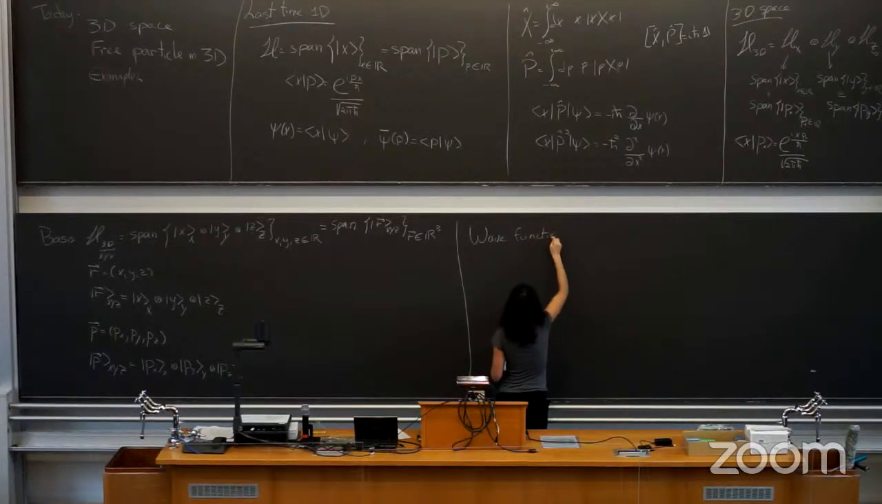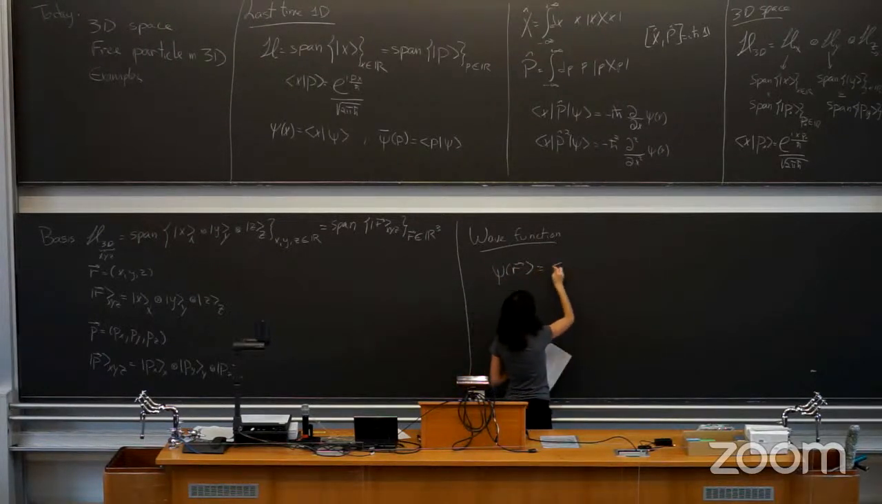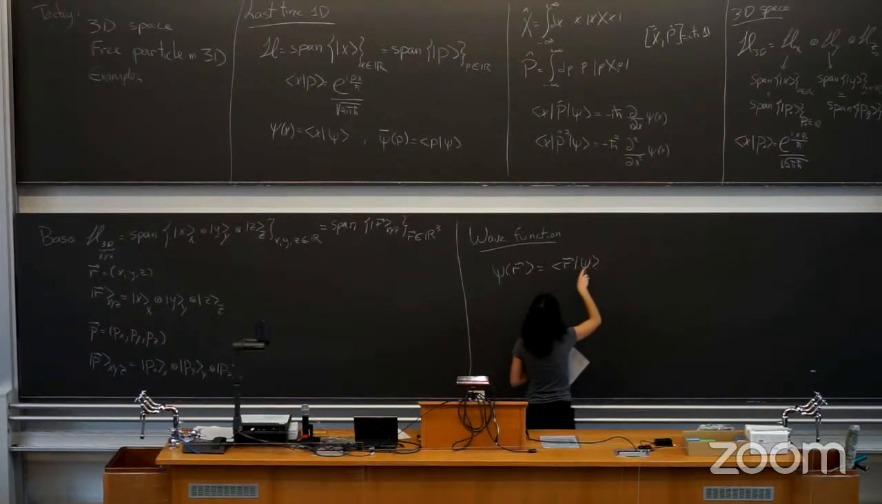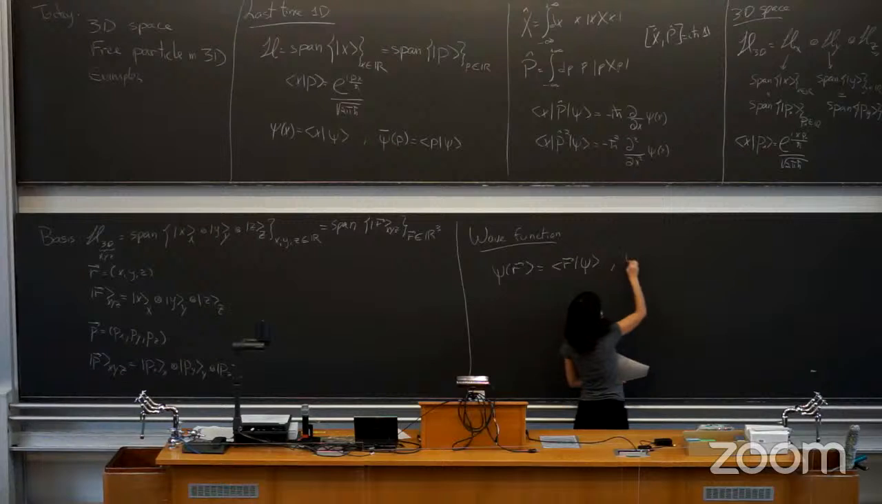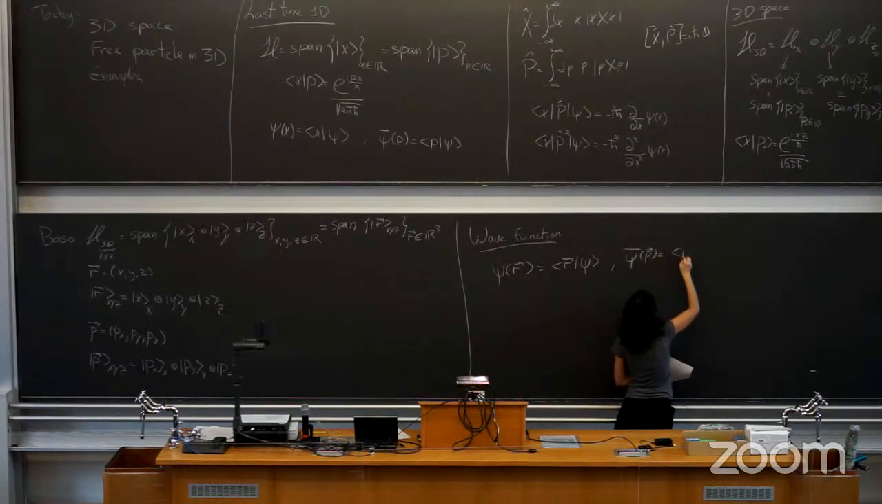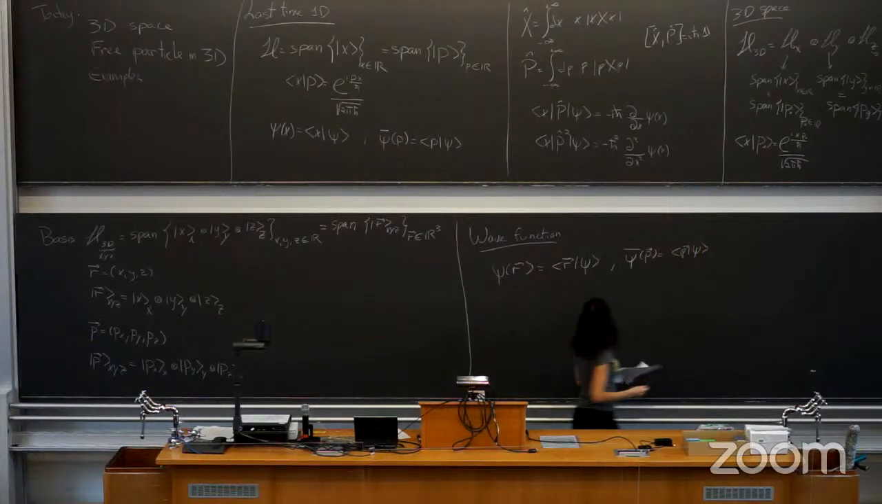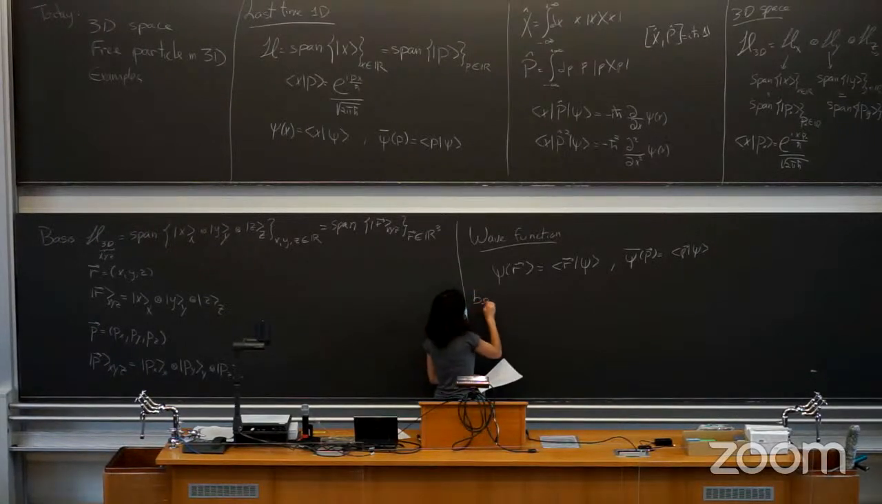Well, going to go as usual. So this is just going to be the same as there. It's just the inner product with R, and the same for the momentum wave function. It's just going to be P. But it's better to see why. So let's just see an example.